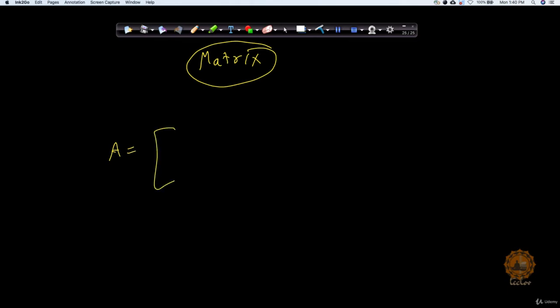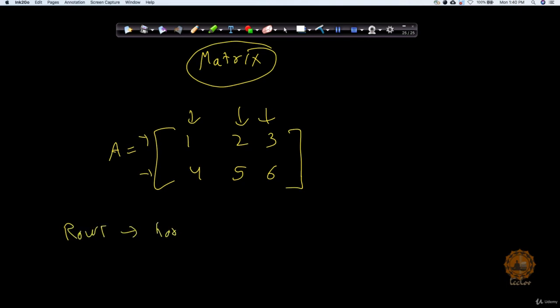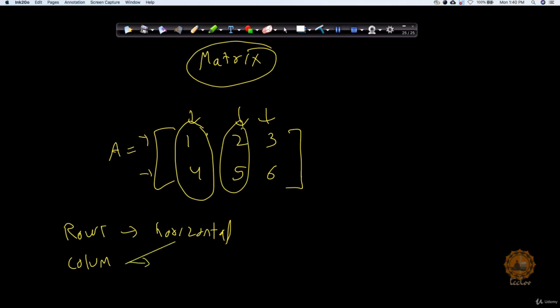So we have 1 2 3 4 5 6, and if you look at this, it has rows and it has columns also, right? Now what is a row? Rows are going to be in the horizontal format. So when I say rows, we count them in the horizontal format. When I say column, I'm talking about this part. So a column comes in the vertical format.